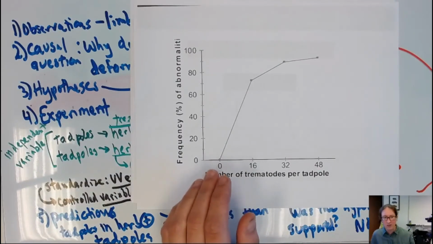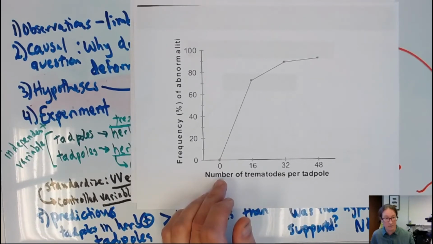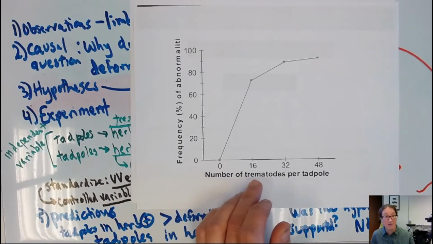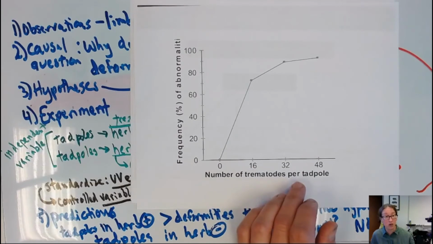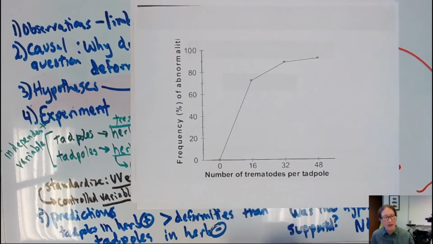Okay, so what we can notice here is when there are no trematodes, there is no abnormality. Whereas with any amount of trematodes here, there were abnormalities, right? Okay, so that is the result. So now I want you to take another moment and jot down what your scientific conclusion would be. So again, pause this, jot down what's the conclusion.